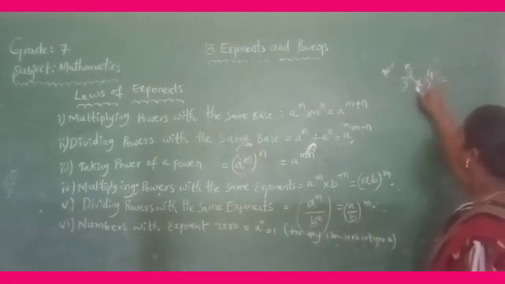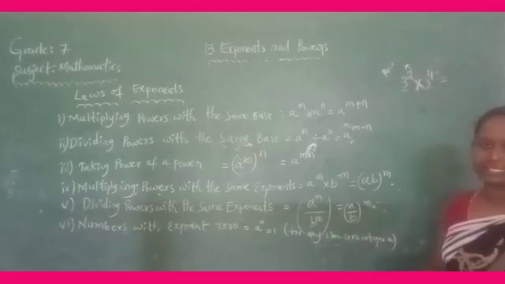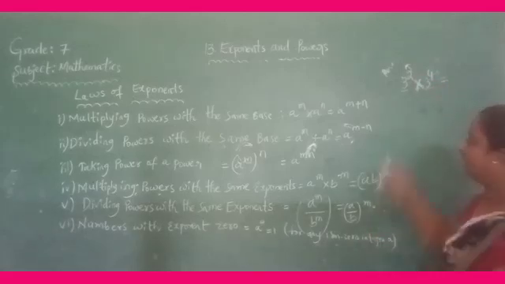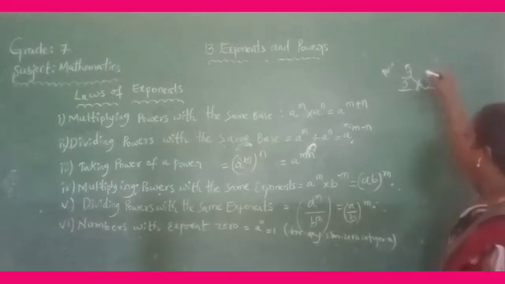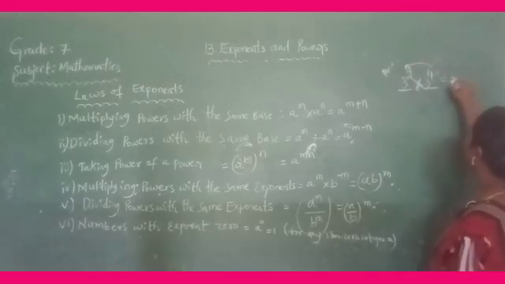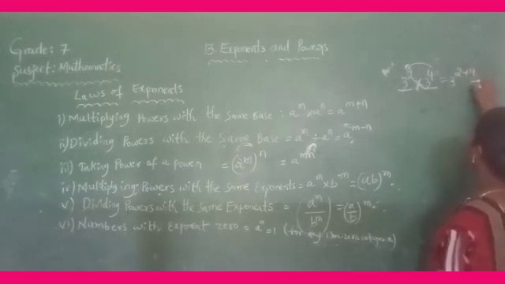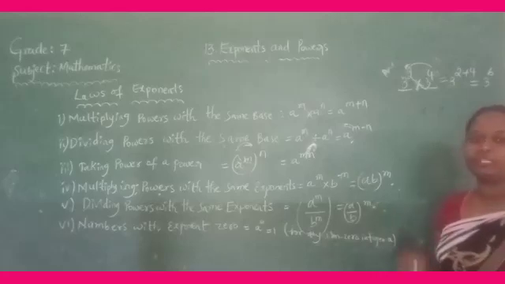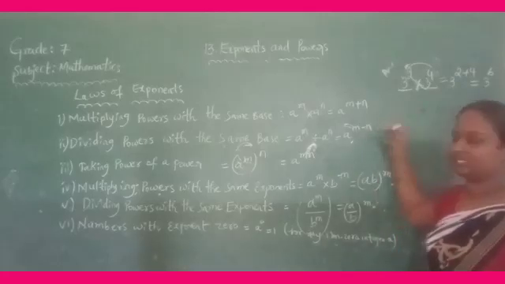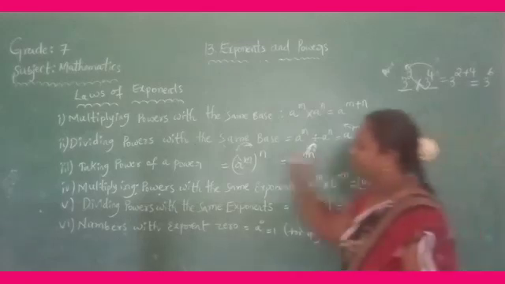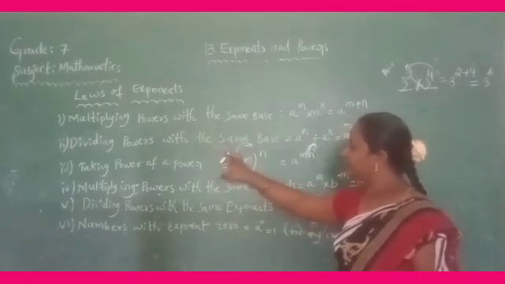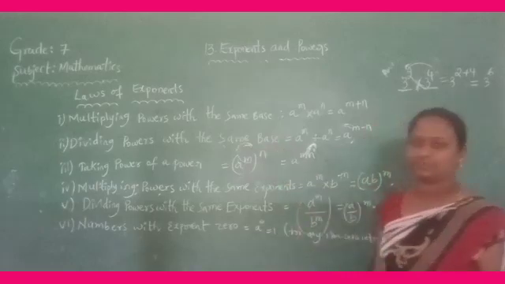So in the product or in the multiplication, bases are the same, so you should add the exponents. So that is 3 to the power of 2 plus 4, and 2 plus 4 is nothing but 6. So it is 3 to the power of 6. Is it clear? Right.